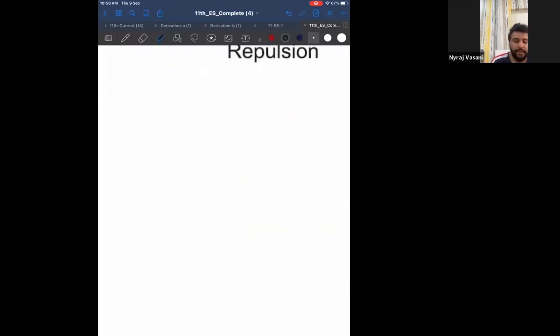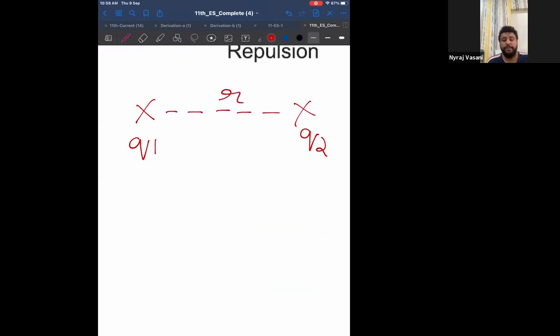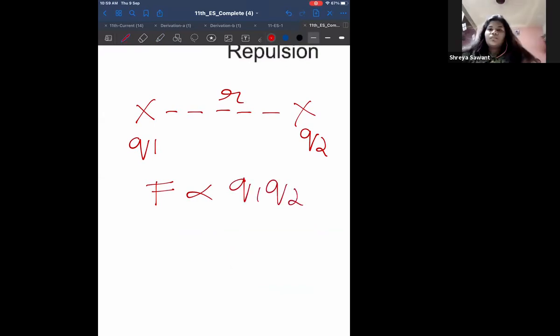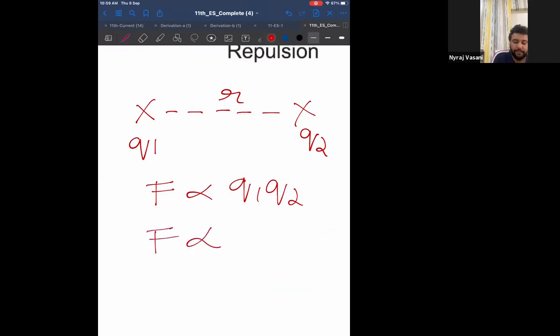So now, tell me, what is the scenario? Coulomb took two charges, let it be Q1 and Q2, separated by a distance of R. What did Coulomb notice? He noticed that the force between the two charges is directly proportional to the product of the magnitude of the charges, and inversely proportional to the square of the distance between them. Depending on this, he gave a statement.